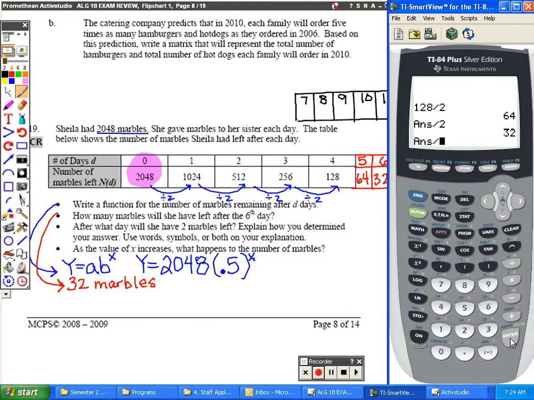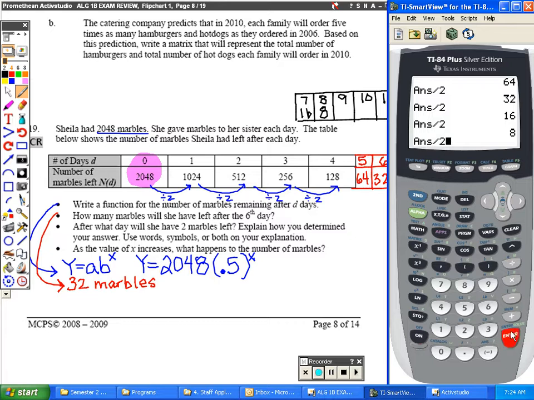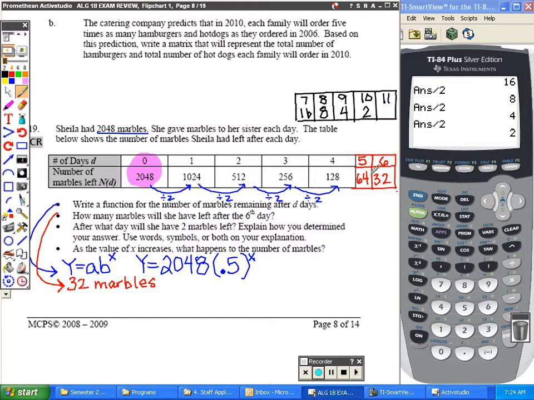All right, divided by 2. That's 16. Divided by 2. That's 8. Divided by 2. That's 4. Oh, here it comes. Divided by 2. That's 2. There it is. Okay, so my answer is after 10 days, there'll be 2 marbles left. So for this one, it'd be 10 days.